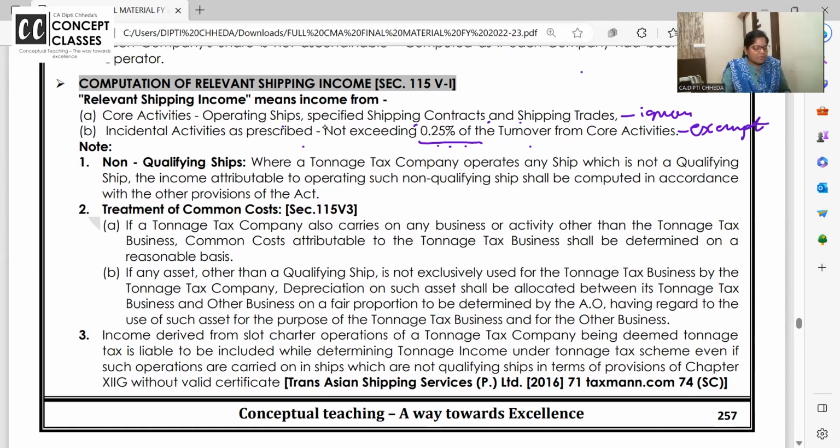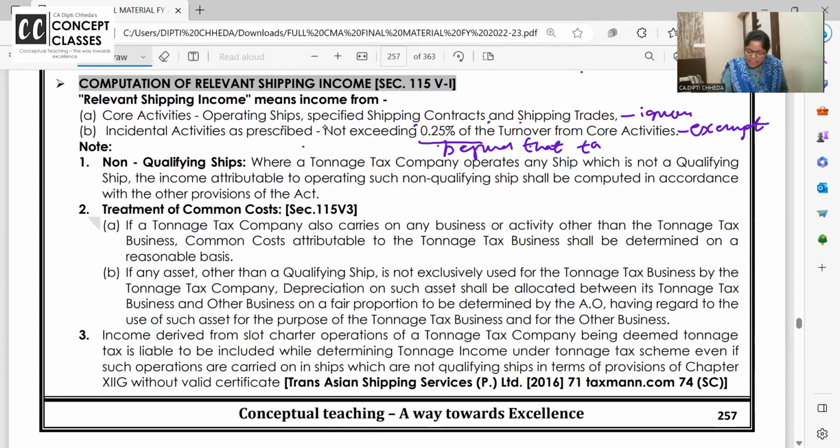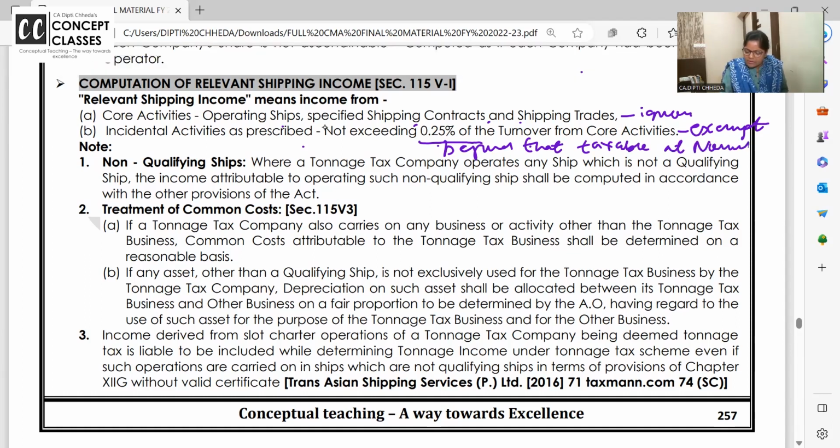Write down. Beyond that, taxable at normal rates, not this. देखो, if you are going for tonnage tax, whatever is your book income and all, अभी जैसे 90.5 lakh था, उसको हमने क्या किए? इग्नोर किए. बट अगर incidental activities है ना, वो टर्नओवर का 0.25% ही होना चाहिए. उसके बियॉन्ड है तो in other normal ways it will become taxable, not in tonnage tax, but in normal way it will become taxable. Clear?